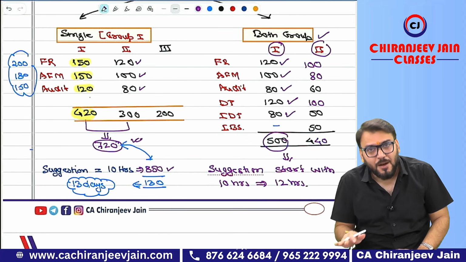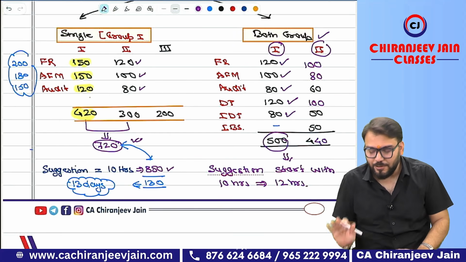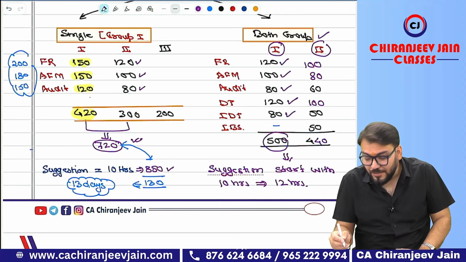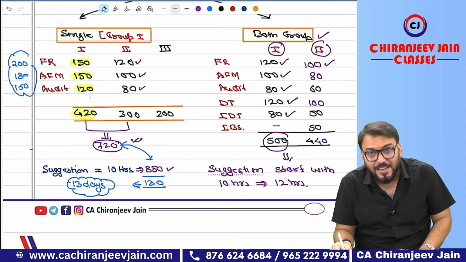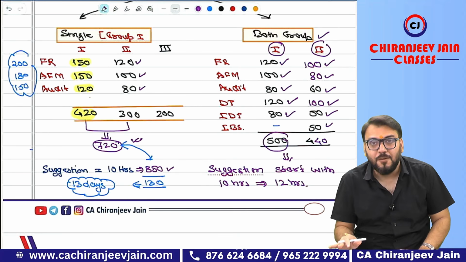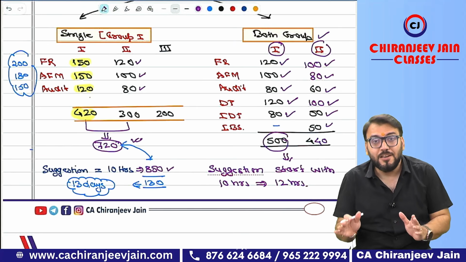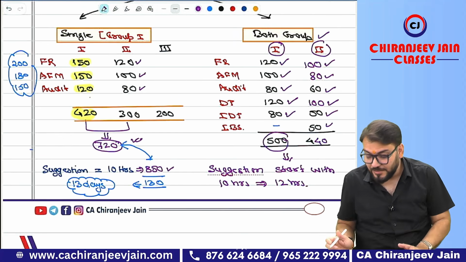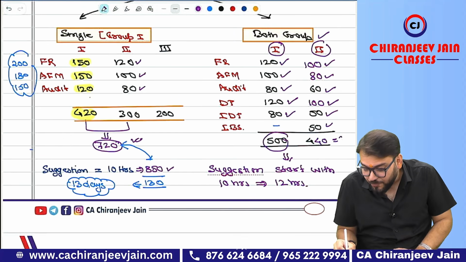5 subjects, I have given hours, but in the second revision, for first revision, IVS not required. Not required. Okay. Now coming to second revision, how many hours I have given: for FR 100, for AFM 80, for audit 60, for DT 100, IDT 50, for IBS 50 hours. 50 hours sufficient to revise and understand IBS subject. Okay, sir. Yes, sir. So you can see in total there is 940 hours.